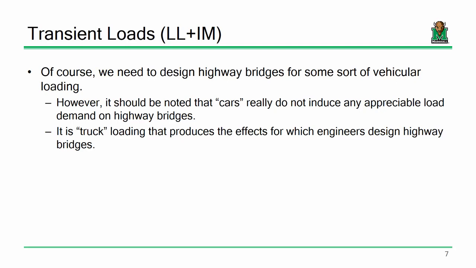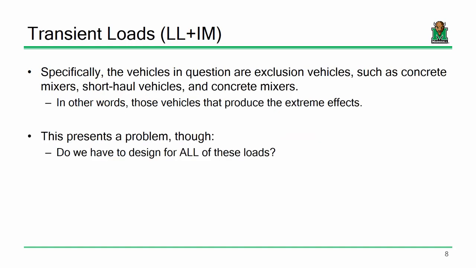When you design a highway bridge for its structural capacity, you get the cars for free. Bridges don't even notice your Honda Civic or your Hyundai Elantra or your Toyota Tacoma. They don't even notice those loads. Those are feathers compared to the loads that really matter. Okay? What I mean by the loads that really matter are trucks, truck loading. That's what really matters. Does that make sense? Cars don't really matter in the world of structural design of bridges. They're just not heavy enough.